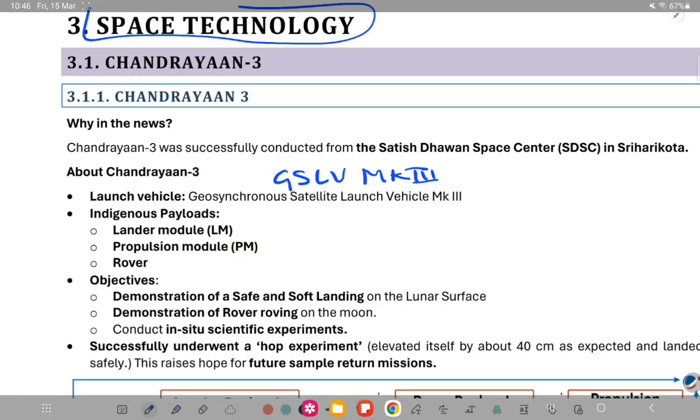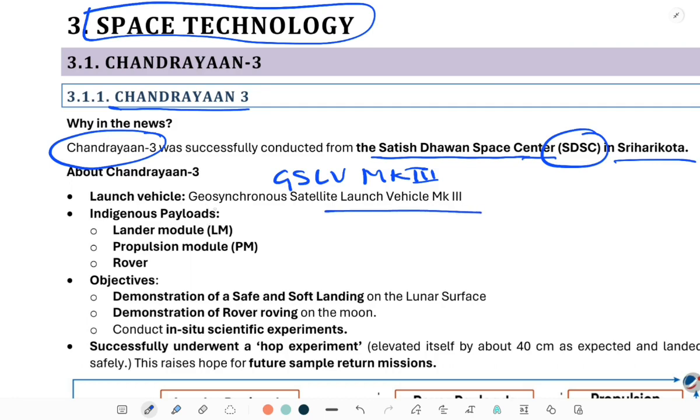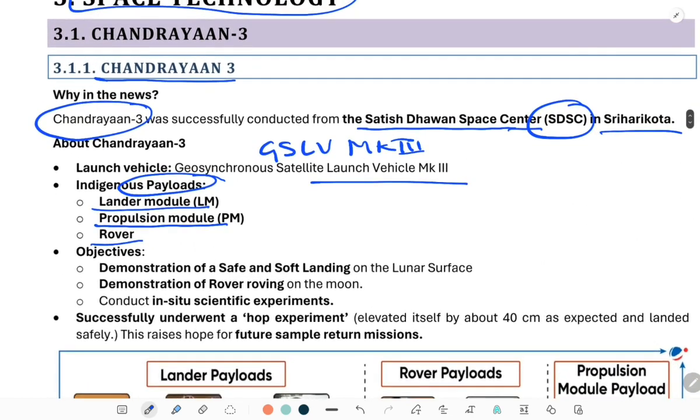Next, we'll see about space technology. Chandrayaan 3. Recently, Chandrayaan 3 was successfully launched from the Satish Dhawan Space Centre, SDSC, in Sriharikota. We'll see about this Chandrayaan 3. The launch vehicle was the GSLV MK3, that is Geosynchronous Satellite Launch Vehicle MK3. Indigenous payloads are the lander module, propulsion module and rover. The objectives of this Chandrayaan 3 are demonstration of a safe and soft landing on the lunar surface, demonstration of the rover roving on the moon, and conducting in situ scientific experiments. These are the three objectives of this Chandrayaan 3.